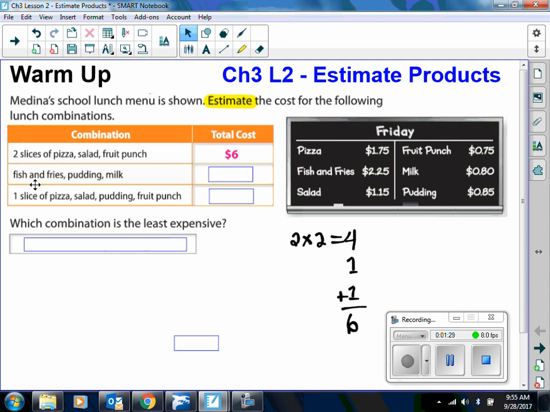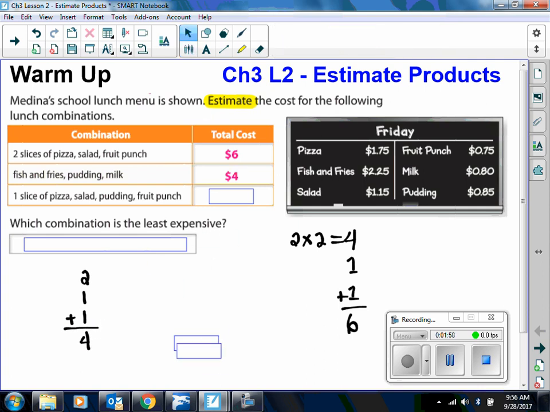So for the next one, we have fish and fries. Fish and fries, that's $2.25, so that's about $2. And then we've got some pudding, which is about 85 cents, so that's about $1. And then some fruit punch, about $1. Very good. So for fish fries, pudding, and milk, that's going to be about $4.